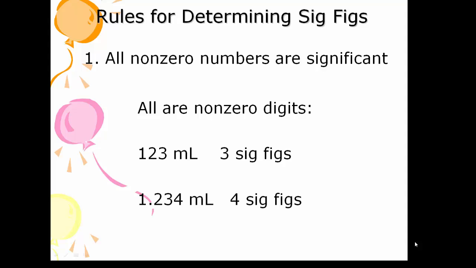Let's figure out how to count the Sig Figs. There are some very definite rules to follow. Number one is all non-zero numbers are Sig Figs. In these two examples, 123 milliliters and 1.234 milliliters, there are no zeros, so every digit is counted as a Sig Fig. So in the first example, there are 3 Sig Figs. In the second, there are 4 Sig Figs. The problem with Sig Figs is always the zeros, so let's deal with that.